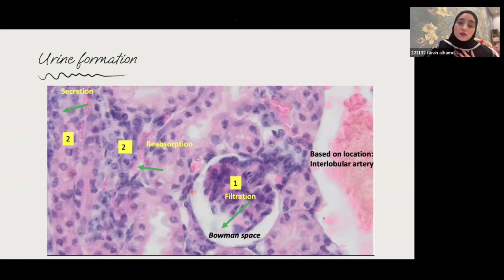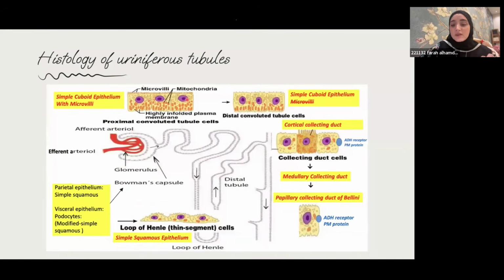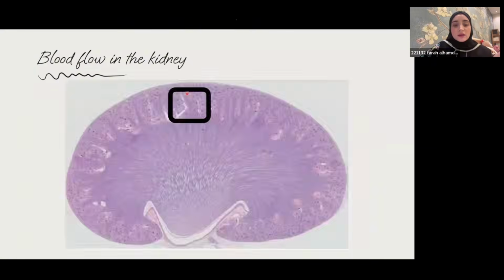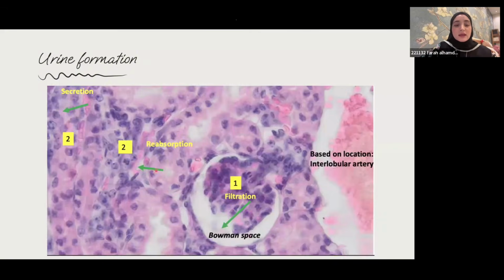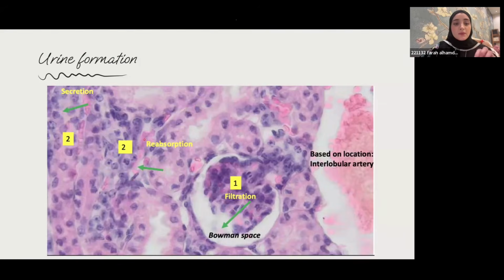Okay, then the urine moves to the proximal convoluted tubule. So this is a proximal convoluted tubule, and because it has microvilli, as I mentioned earlier, look, microvilli. So what happens here? Reabsorption. Okay, we have reabsorption here. So where are the molecules going from? They're going from the duct to the capillaries, or the peritubular capillaries that are kissy kissy, huggy huggy with the tubules.